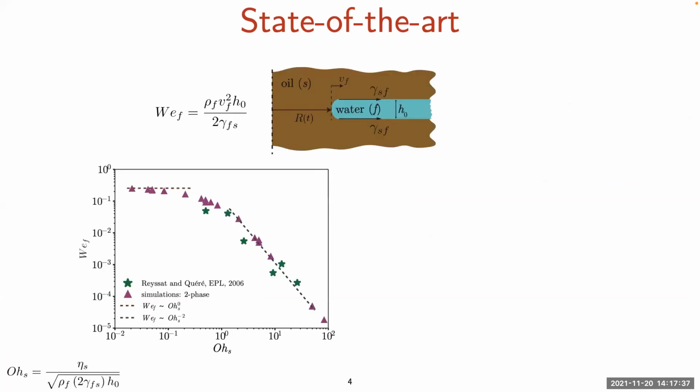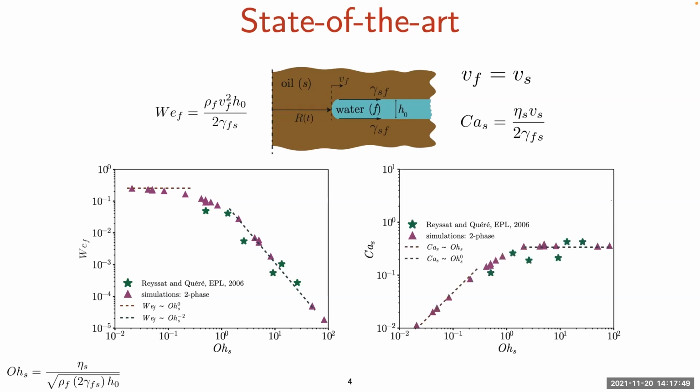We can also represent this dynamics in a capillary-Ohnesorge phase space where we can replace the film velocity with the surrounding velocity, knowing that they are equal in the steady state. And the capillary-Ohnesorge space looks like this. So to summarize, in the inertial regime for a two-phase Taylor-Culick retraction, the Weber number is constant, while in the viscous regime, the capillary number is constant.